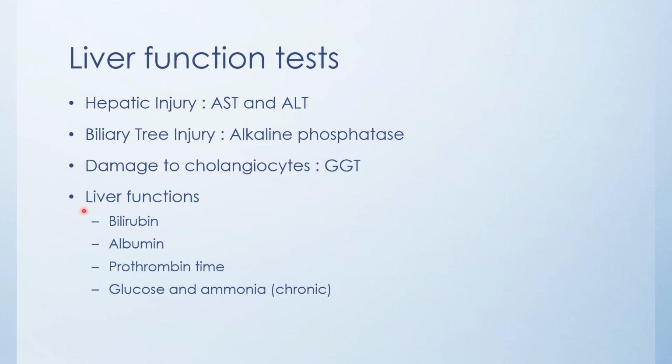And of course, it is also associated with glucose metabolism and ammonia. So if you will be requesting a liver function test, you request bilirubin, albumin, prothrombin, or your protein, and your glucose. But if you would like to assess evidence of hepatic injury, you ask for your AST and ALT. For biliary tree injury, you ask for alkaline phosphatase, and for damage to the cholangiocytes, you can ask for GGT.